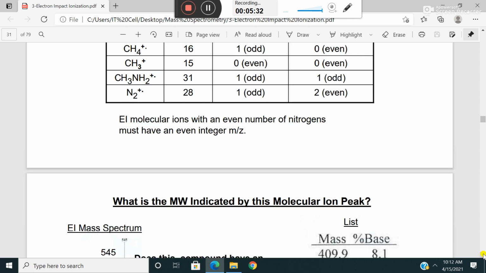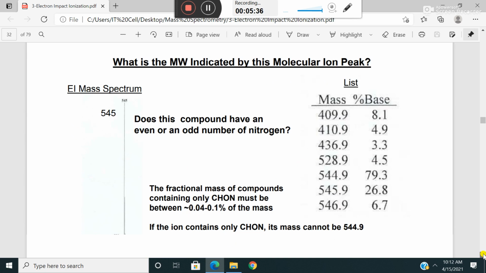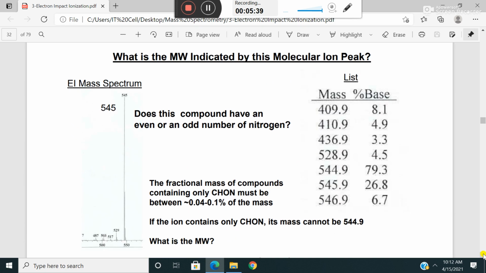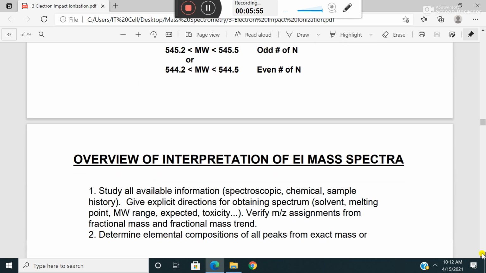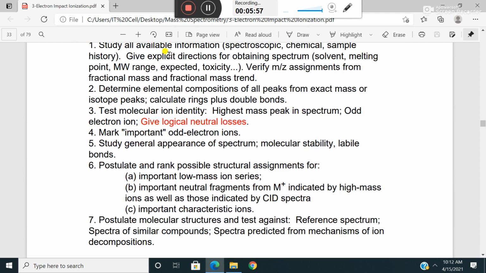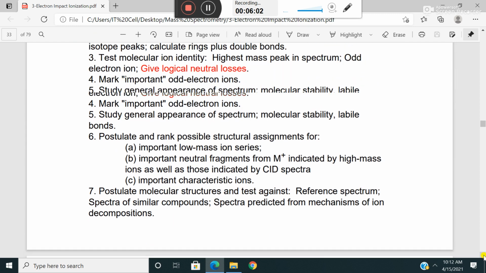So this was the nitrogen rule. I think you will understand, this is very easy to understand. Now, moving on, I already explained the fractional mass, so I don't want to take much more time on this. We have already explained the fractional mass, what kind of information it can provide, right? The same thing has been repeated, and this is the same summary page that has been repeated throughout.